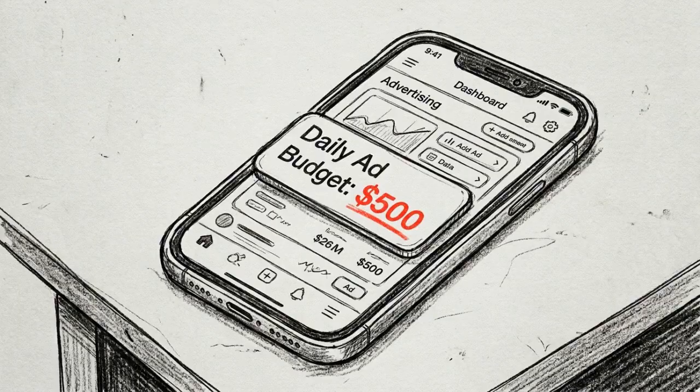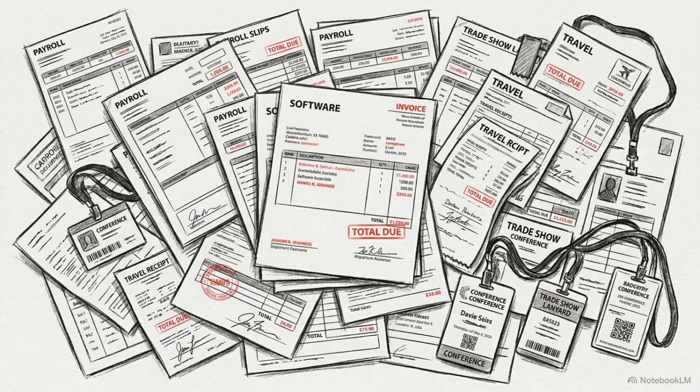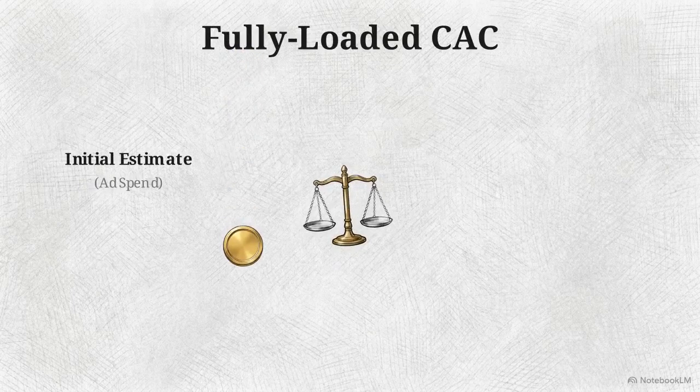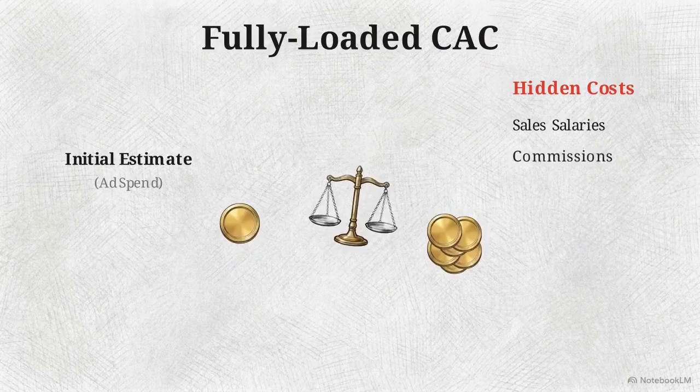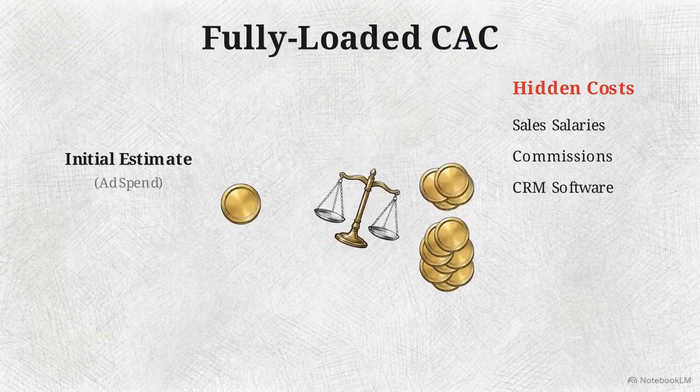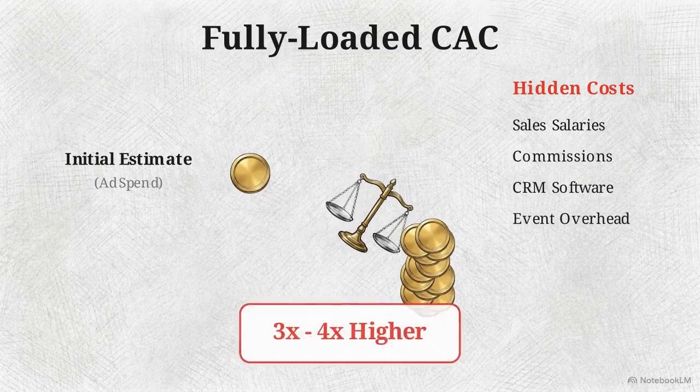A common operational mistake is assuming that customer acquisition cost is simply your digital ad budget. Real financial modeling requires calculating a fully loaded CAC. This captures a much wider spectrum of operational expenses. Look at this visual scale. The denominator must include hidden acquisition costs, sales salaries, commissions, CRM software, and event overhead. When correctly calculated, the fully loaded CAC is often 3 to 4 times higher than initial estimates.